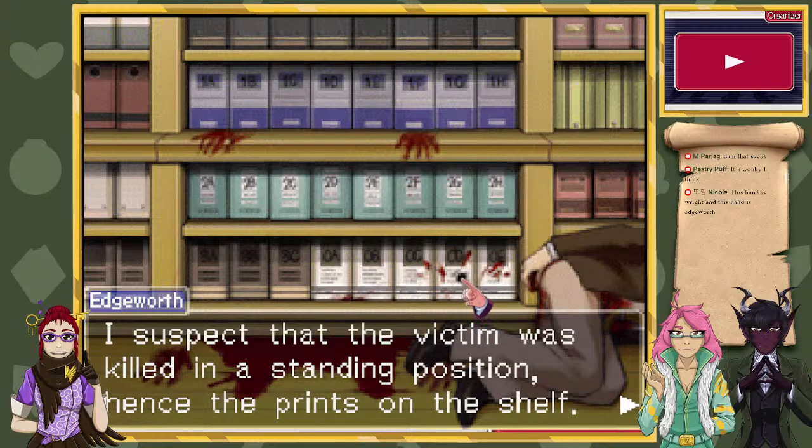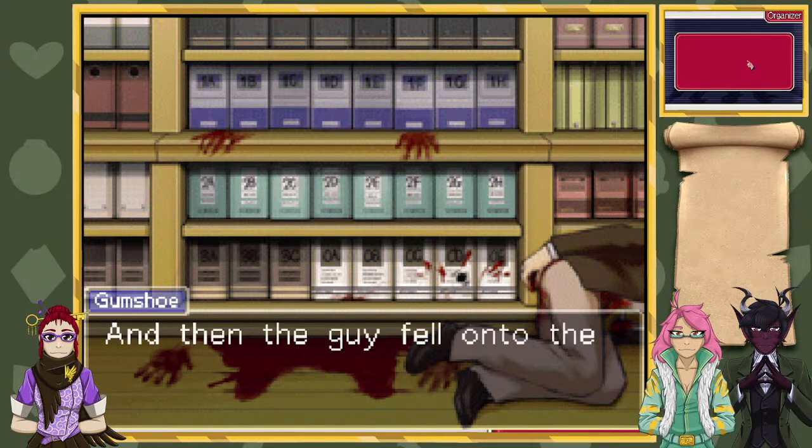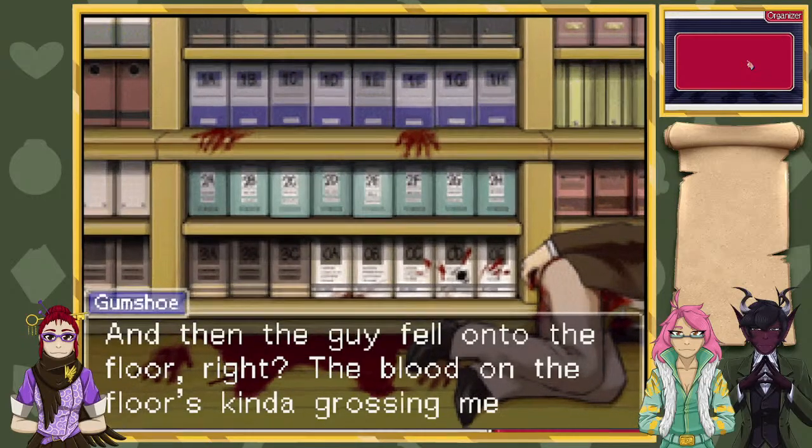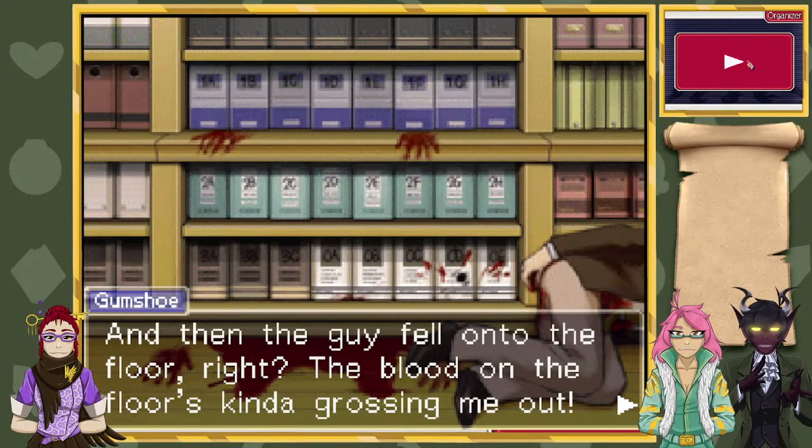He definitely didn't die standing up. The bullet hole is here. And he was shot in, like, the tum-tum. So that doesn't work. And then the guy fell onto the floor, right? The blood on the floor is kind of grossing me out. Aw, poor Gumshoe.